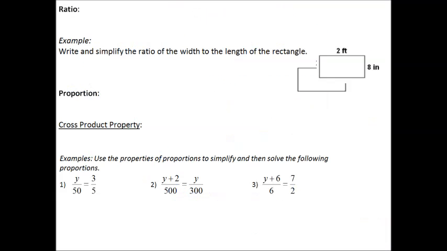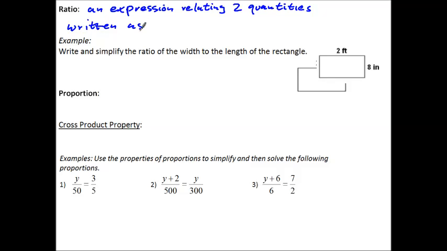Since we're using ratios and proportions a lot in this unit, let's do a quick review of what these two concepts mean. A ratio is an expression relating two quantities. We have different ways that we can write it. It can be written as a fraction, just to give an example, 2 over 3. It can also be written with a colon, 2:3, or even with the words 2 to 3. These are the three different ways that we can write a ratio.